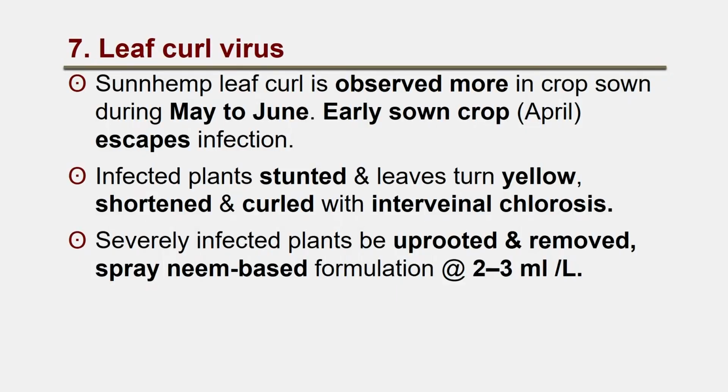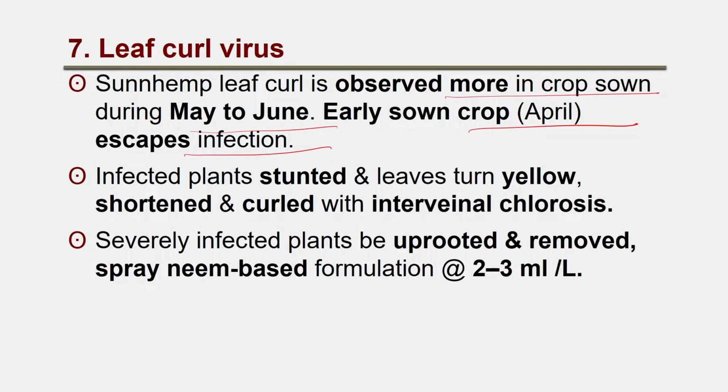Now, leaf curl virus. Sunnhemp leaf curl virus is observed more in crop sown during May to June, means the crop which is sown late. Early sown crop which is in April escapes the infection. So by now you could understand that late sown crop, or crop sown in July or later, has more problems than the crop which is sown in April or middle May. These crops actually get less rainfall, less humidity. Therefore, insect pest and disease incidence in early crop is less.